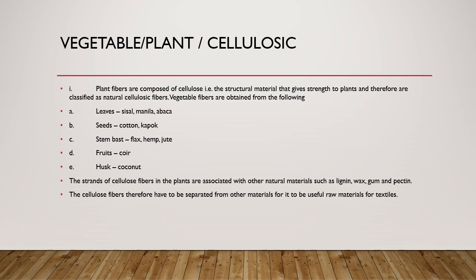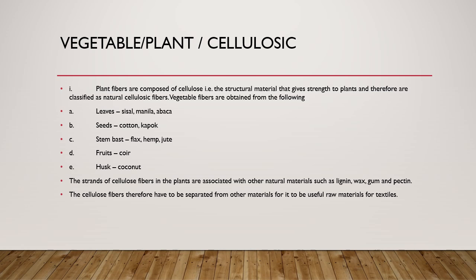The first one, we have the leaves. Leaves from plant sources, from the plants of sisal, Manila, abaca. Then you have the seeds: cotton, kapok. Then the stem bast, an example of a plant on the stem bast. You have the flax, hemp, and the jute. Fruits. You have the coir. Then you have the last one, that is the husk. You have the coconut.